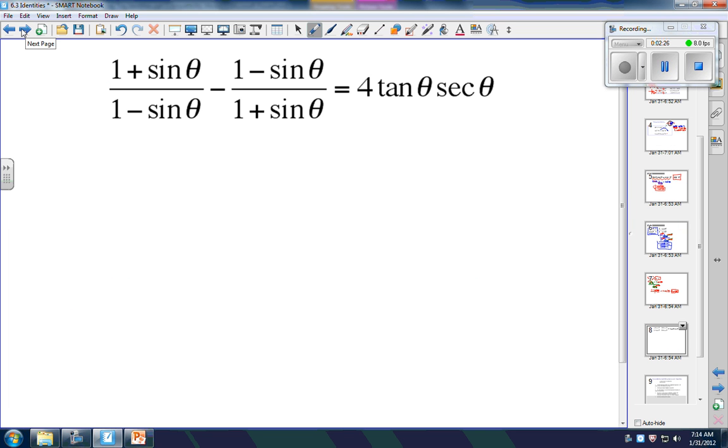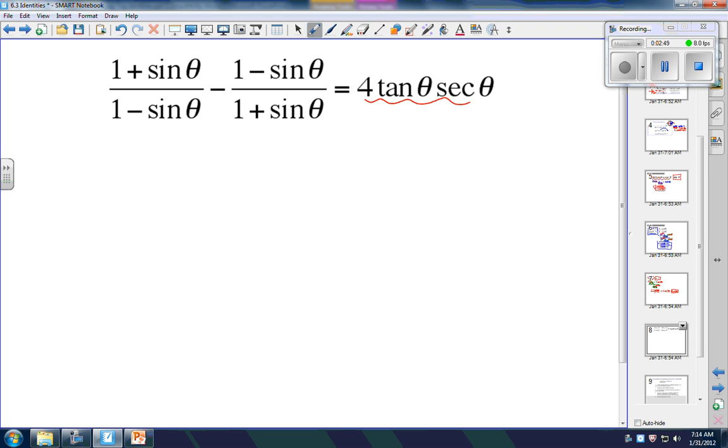Last one here. Okay. You got fractions, okay, no Pythagorean identities. Notice they're all to the first power here. You get a 4 tangent and a secant over here, okay? So this is about one of the more difficult things you can do with these.